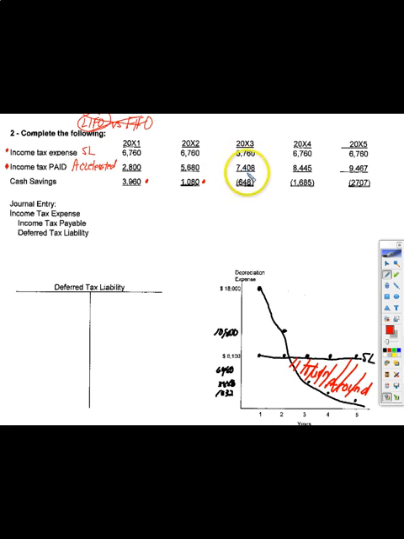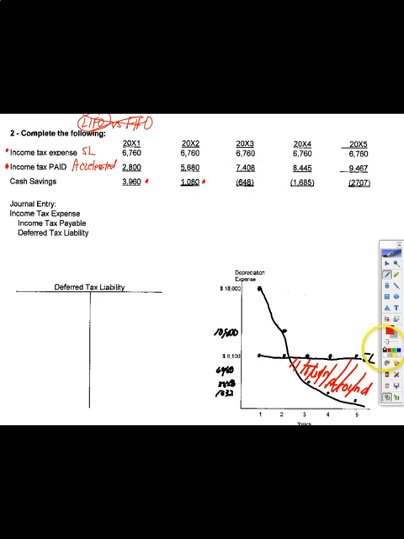Let's go to the third year, though. Here's our third year. We had smaller depreciation expense. Smaller expense leads to higher income. Higher income means higher income taxes paid. So then we have this turnaround taking place.